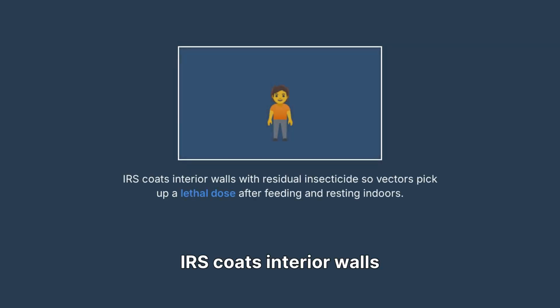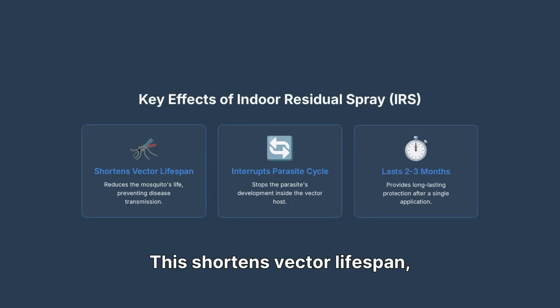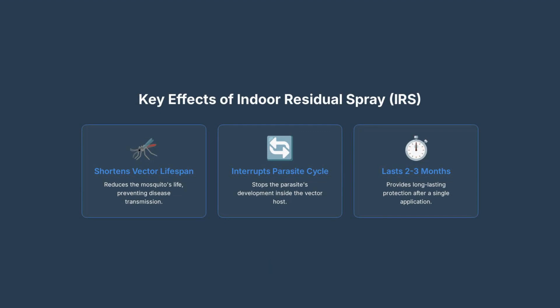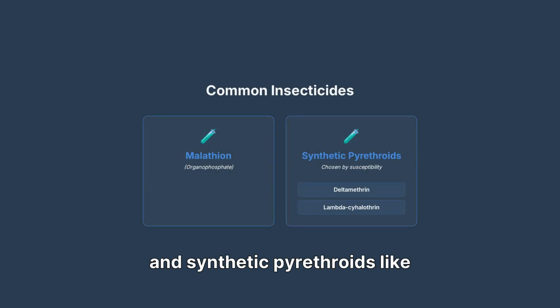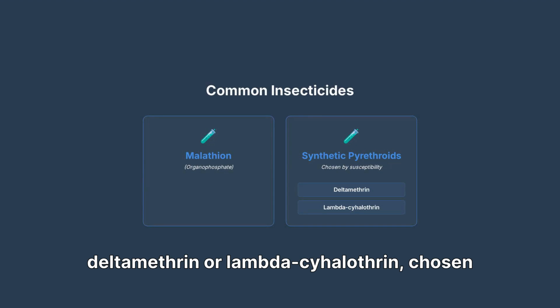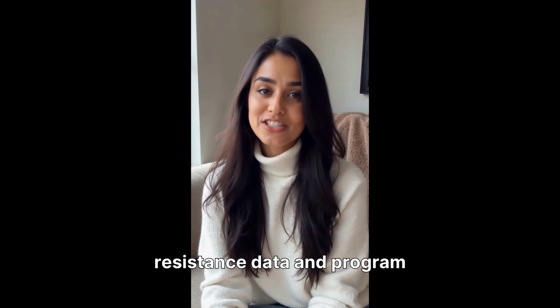IRS coats interior walls with residual insecticide so vectors pick up a lethal dose after feeding and resting indoors. This shortens vector lifespan, interrupts the parasite's extrinsic incubation period, and lasts 2-3 months. Common insecticides include malathion and synthetic pyrethroids like deltamethrin or lambda-cyhalothrin, chosen by susceptibility. Choice depends on local resistance data and program guidance.